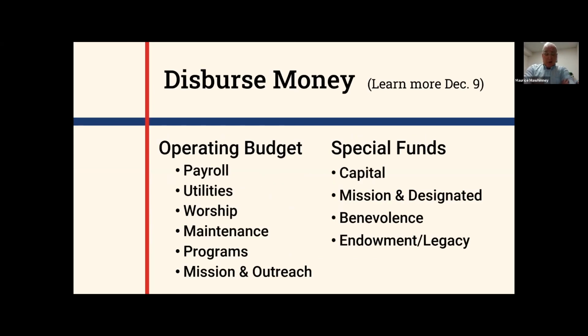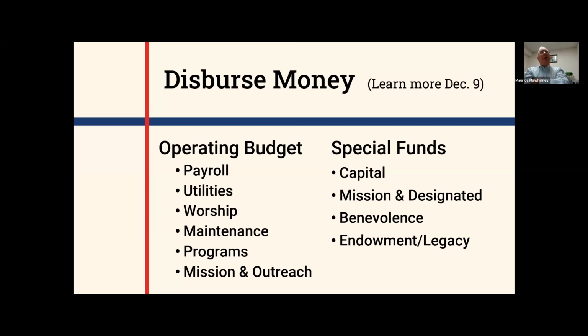Again, we're going to talk more about this later in another seminar, but within the operating budget, you'd also obviously have your payroll, your utilities, any worship-related expenses, any maintenance that maybe is going on within the church, not necessarily capital, but some of just the regular maintenance that is used. We also have program expenses and mission and outreach.